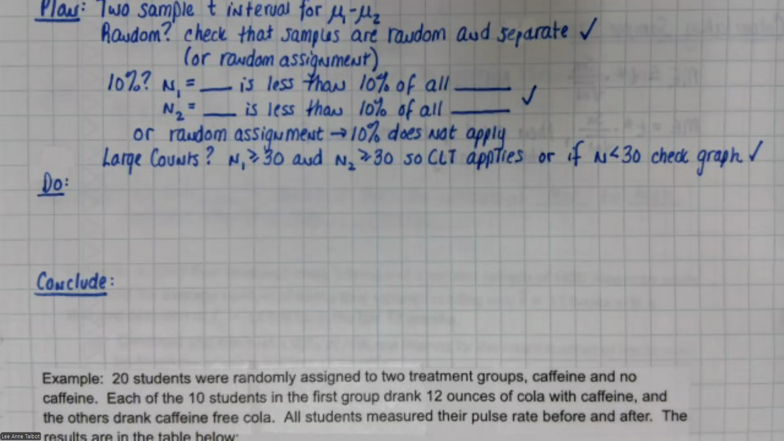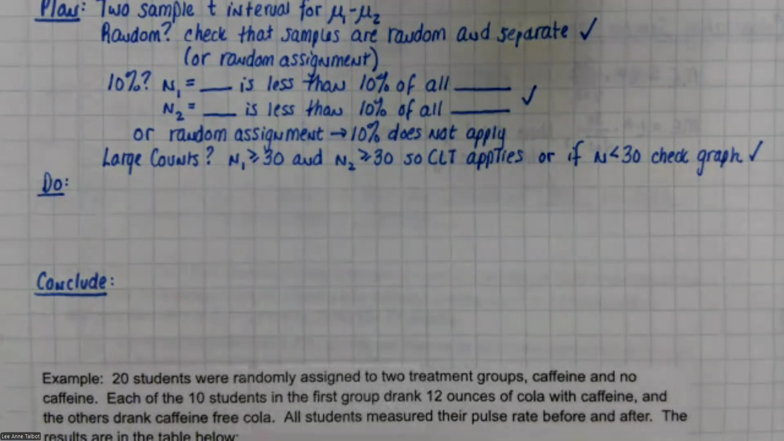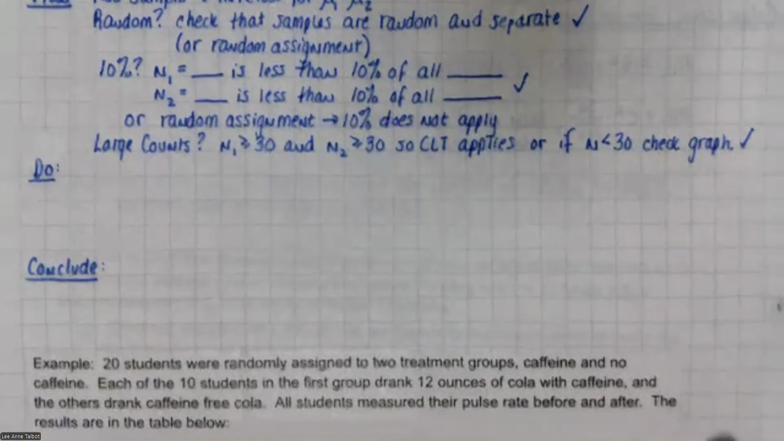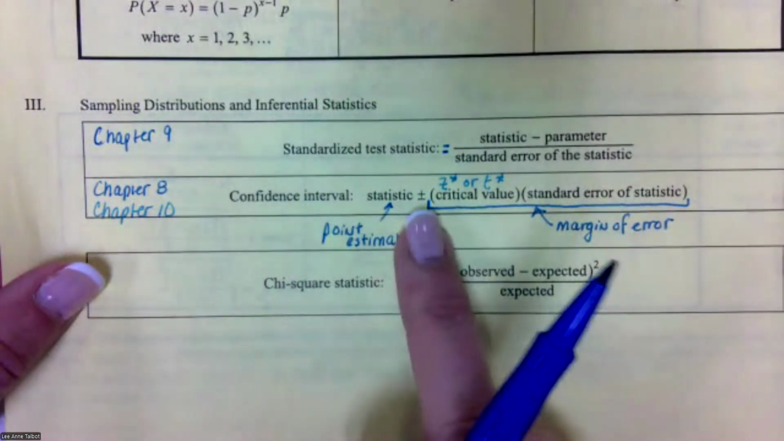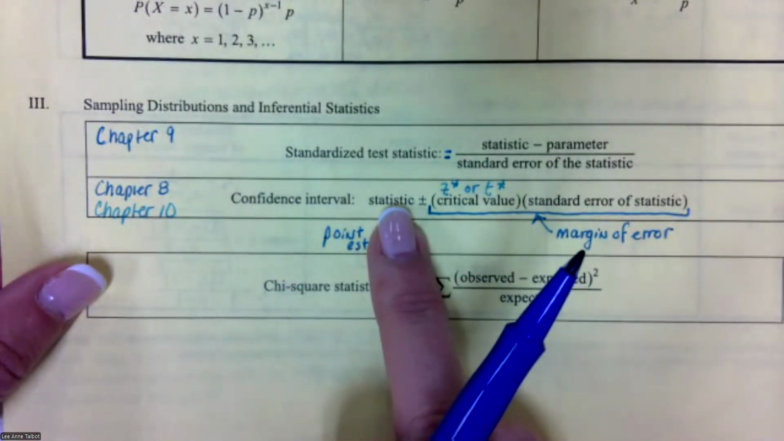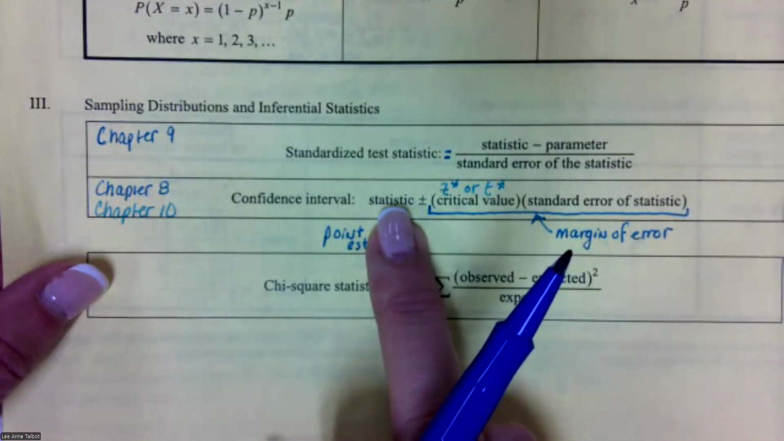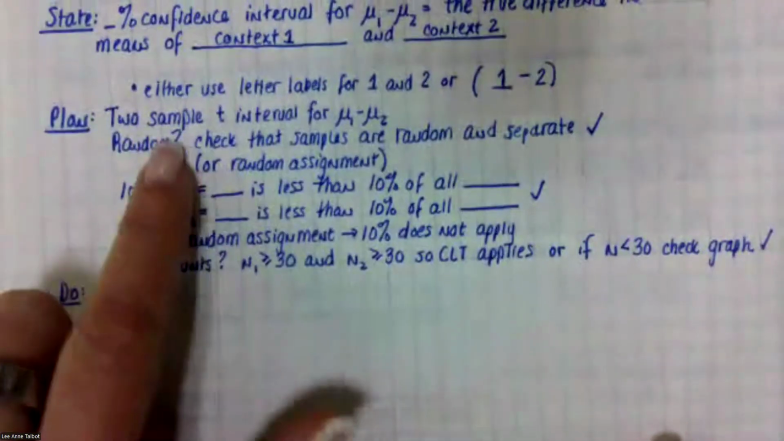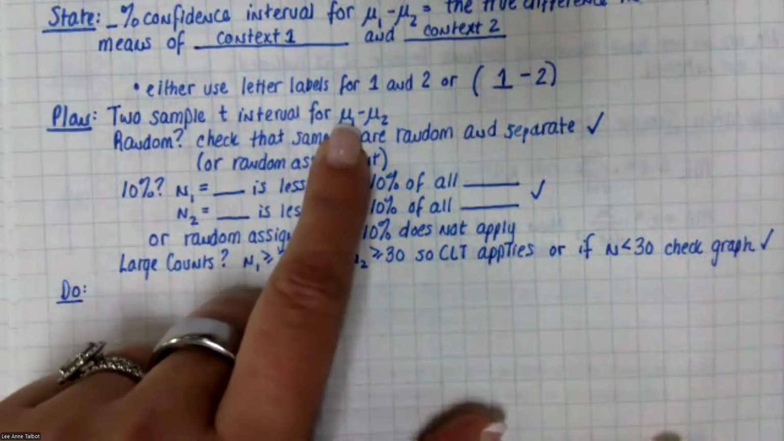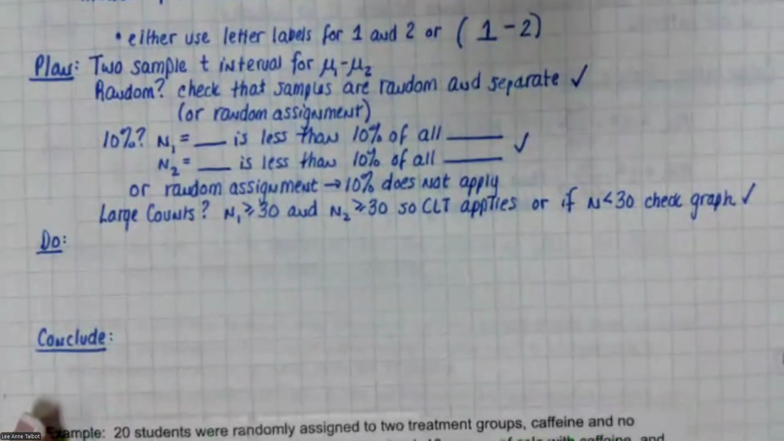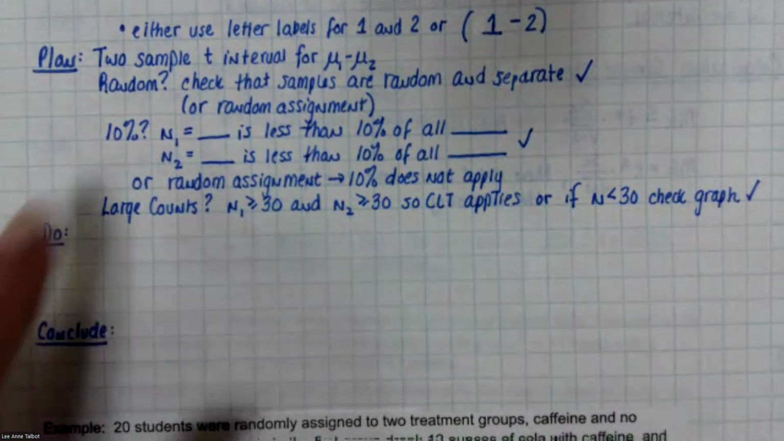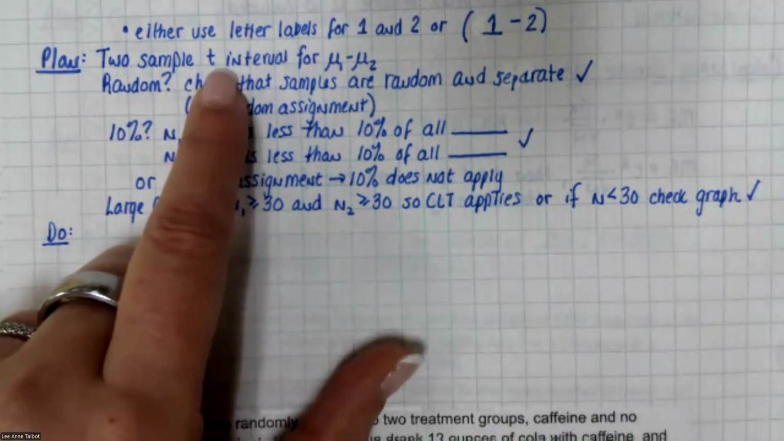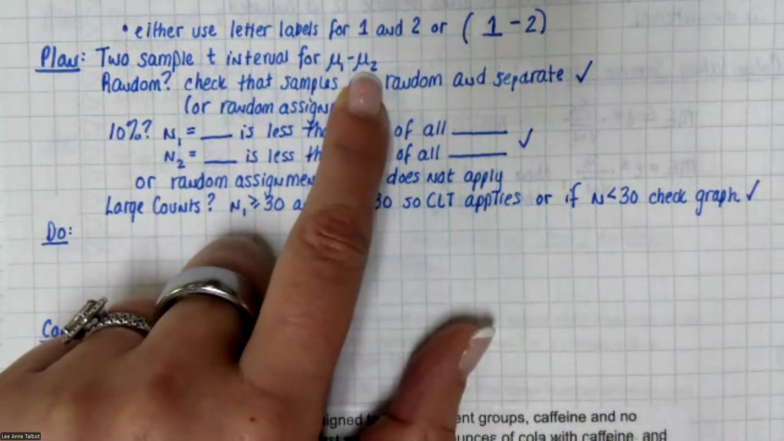Okay. All right. Now, the do step, yellow sheet, confidence interval, statistic. What is the statistic for a two sample t interval for mu1 minus mu2? Okay, let me ask this again. What is the statistic for a two-sample t interval for mu1 minus mu2?